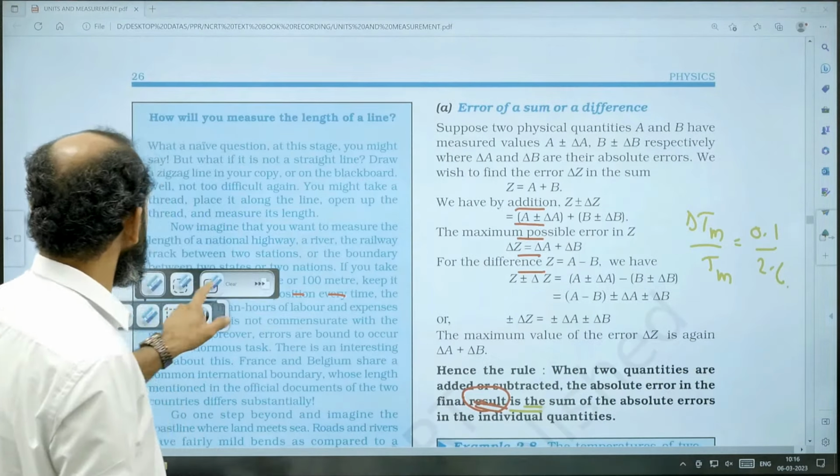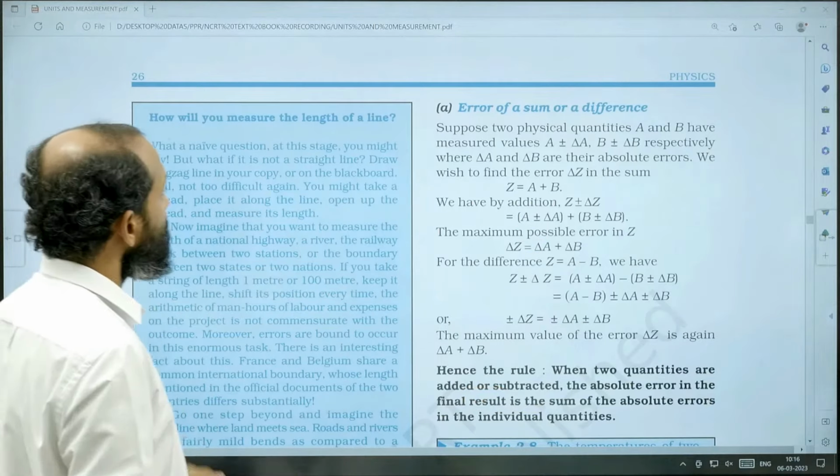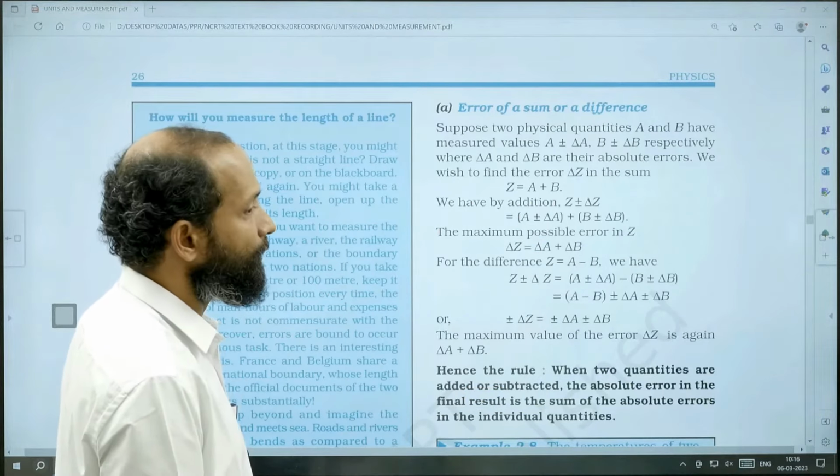Now, combination of errors. How the errors are being propagated. Errors are propagated differently in different measurements.